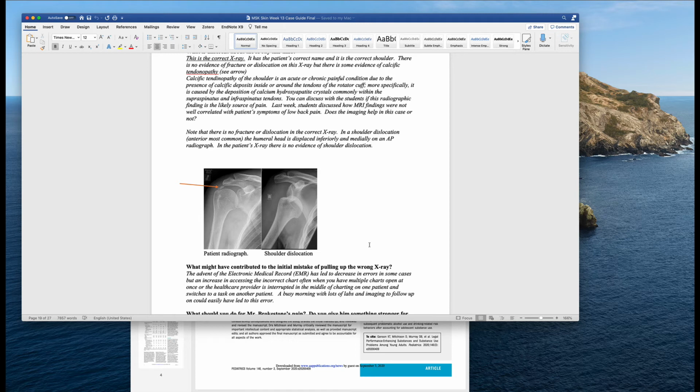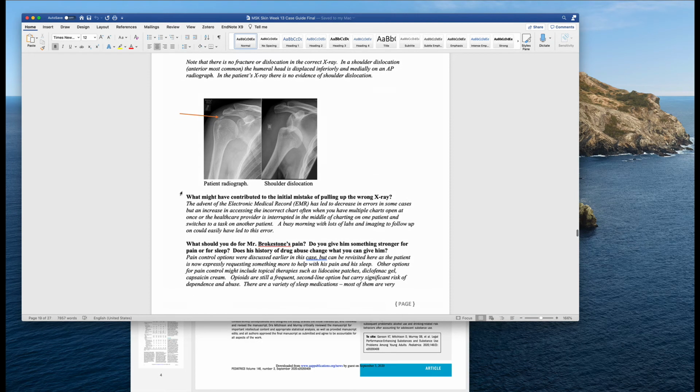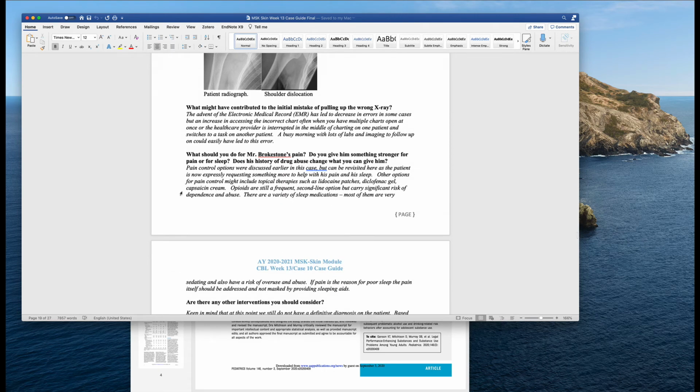Again, this is really just a chance for the students to think about why he might have that. I do not want you to feel that you have to go into detail about that specific finding, but this is potentially a cause for his more chronic ongoing shoulder pain. But really what we would like to focus on the most is, what do we do?